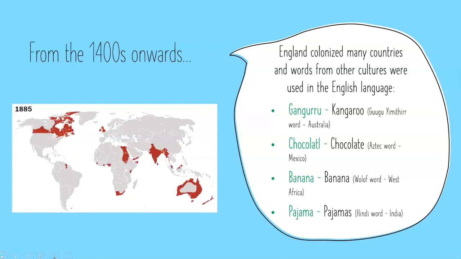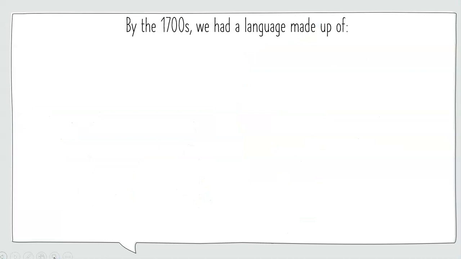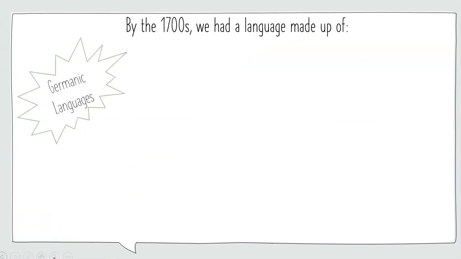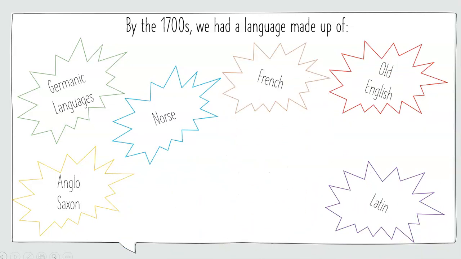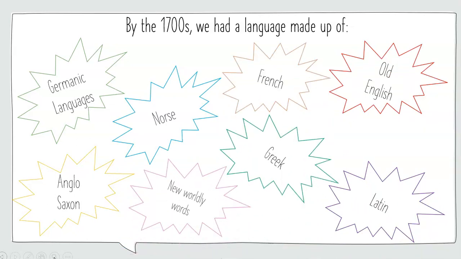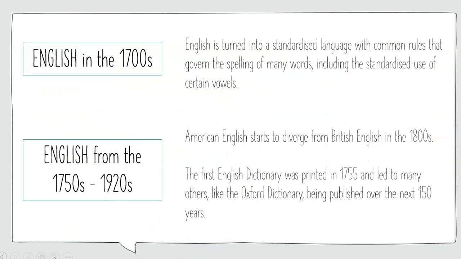West Africa and India. So far by the 1700s, we're seeing that English is made up of the Germanic languages like Anglo-Saxon, Old English, Norse, Latin, French, Greek, and New Worldly words. So we can see that English is this big hodgepodge of different languages, which meant that by the 1700s, people were starting to think about how they could really standardize or make the language be able to be understood by everybody. So they started to come up with some common rules that would govern the spelling of many words.